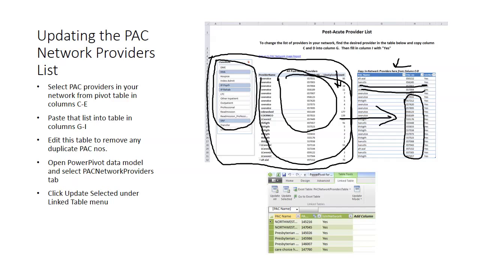Following that, go into the Power Pivot model, the back end of the Power Pivot model, and navigate to the Post-Acute Network Providers tab. Once you've reached that tab, click the Update Selected button. That will update the data model to the values that you have in this table, and from there on out, any of the reports looking at in-network providers will utilize the data that you provided here.